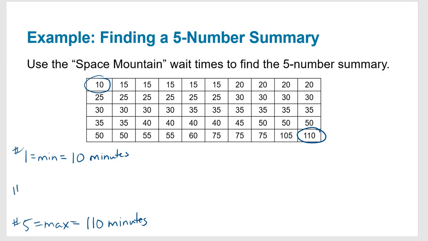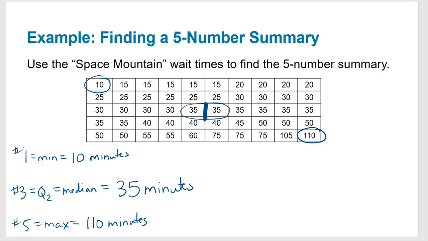I then go to Q2, the median. I always do that one next because I think that's the easiest. There are 50 values, which means there are going to be 25 on the low end and 25 on the high end. So the median is actually right here, which means I'd have to find the mean of those two numbers, but they happen to be the same thing, luckily for me. So the median is 35 minutes. There is my Q2.